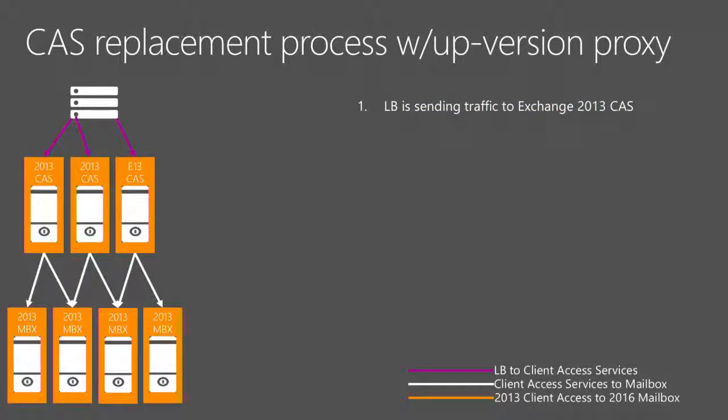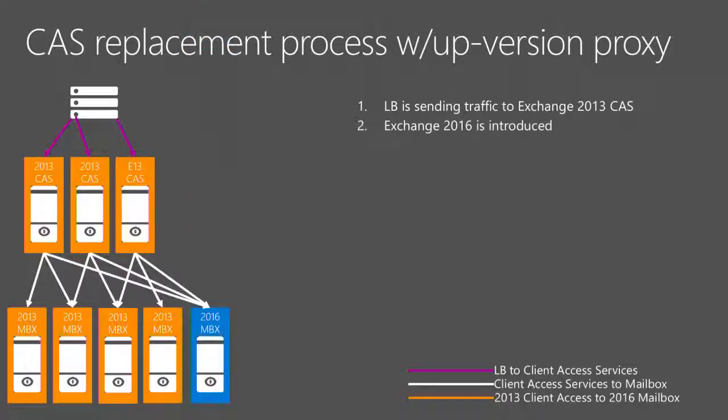So this is what the CAS replacement process would look like if you're up proxying. One thing I'm not showing in these slides is the traffic that is internal within a 2016 server. So I'm not showing any of the traffic between CAS and mailbox on 16. So you've got the load balancers sending all the traffic to your 2013 CAS. That's what it is today. You want to introduce 2016.